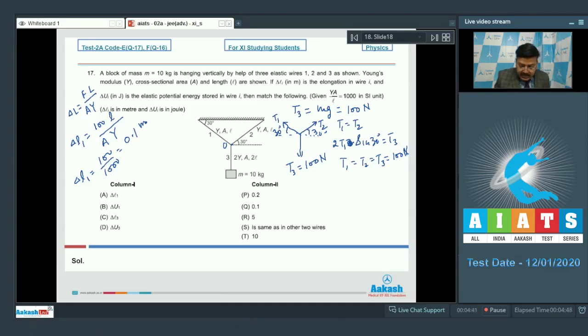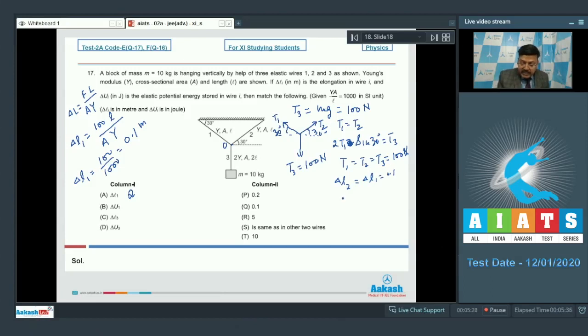So we can see that delta L1, A matches with Q, and one of the entries in column 2 is same as in the other 2 wires. So let's also find delta L2 and delta L3 to check whether this also matches. If I find delta L2, force is same. In fact, the 2 wires are identical, same Young's modulus, same length and same area of cross section, and tension also is same. So delta L2 obviously is equal to delta L1.